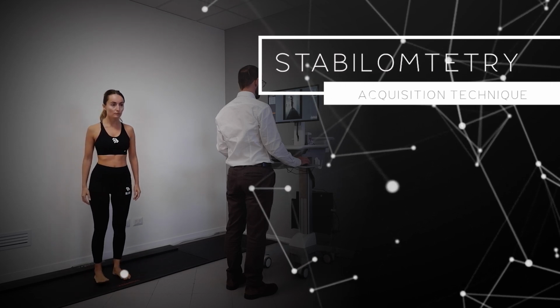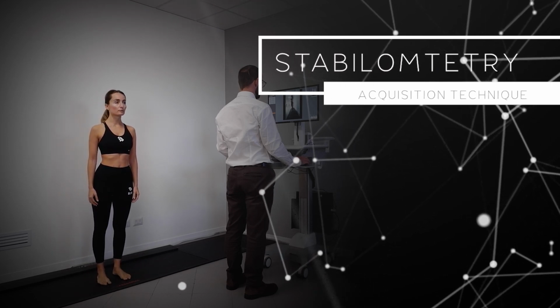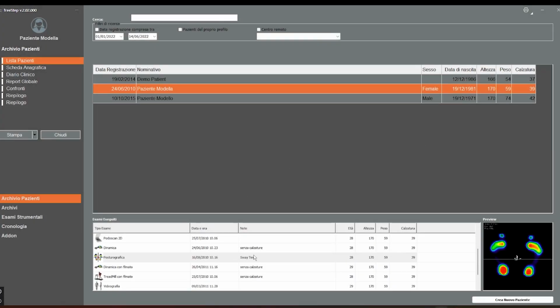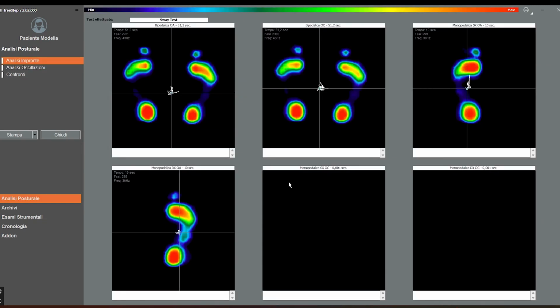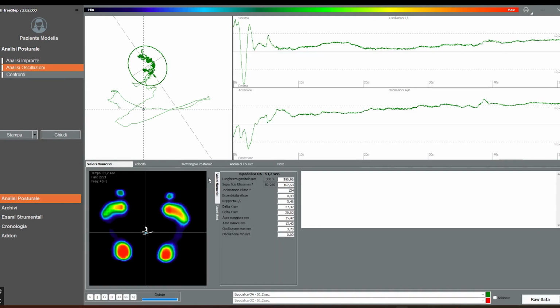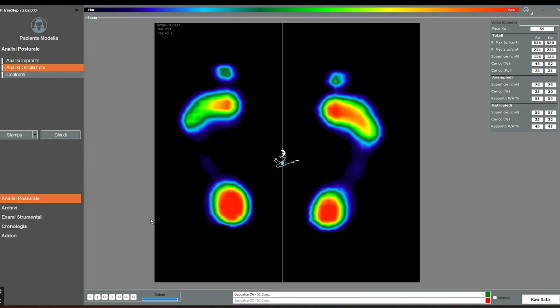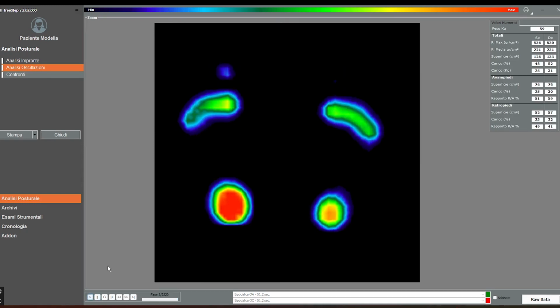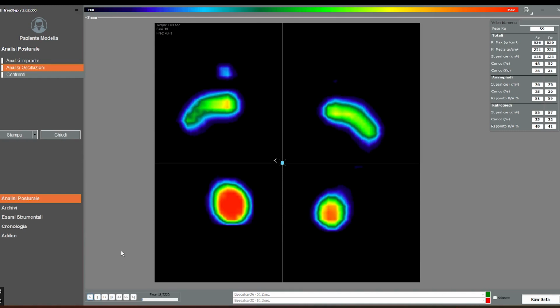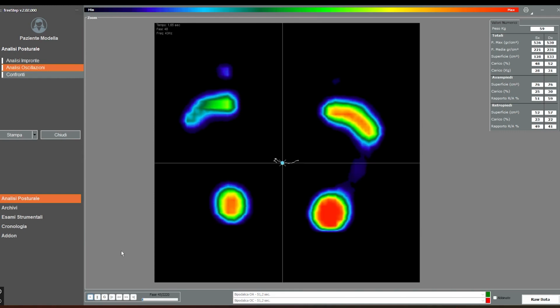Stabilometry, test execution and acquisition technique. The use of the pressure platform in posturographic mode allows us to perform a series of stabilometric exams through the study of the movements of the center of pressure, more commonly called COP. The stabilometric exam can be performed both in bipodalic and in monopodalic position. The software also suggests a series of preset analysis protocols, which in turn can be adjusted according to our needs.